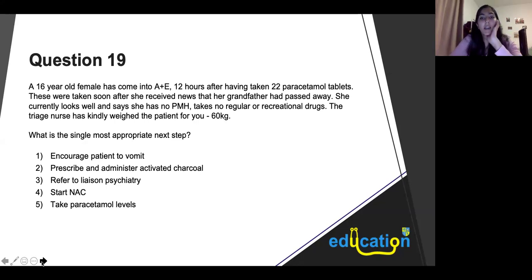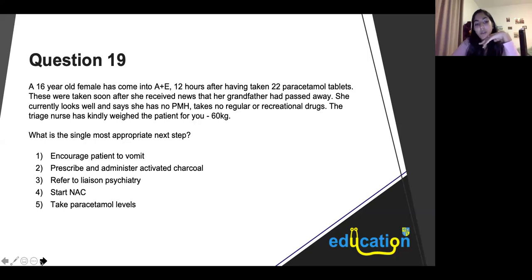So the thing that we want to pick out is, what is the time frame? If it's within the first hour, you can immediately give them activated charcoal anyway. But because it's past the first hour, you can take this out. Now, she probably will get a referral to liaison psychiatry, but that's not the first thing we're going to be doing. We don't encourage the patient to vomit in general, that's just not a thing we do. But also, that would be pointless if she took paracetamol 12 hours ago because it shouldn't be in the stomach still. And so it's between 4 and 5, which you guys have all narrowed it down to.